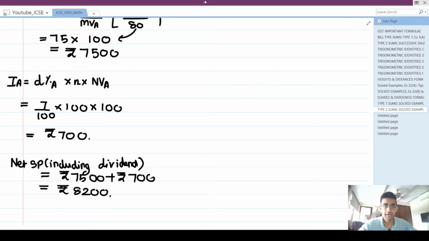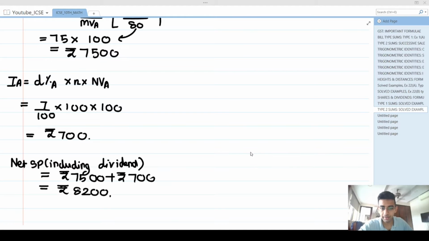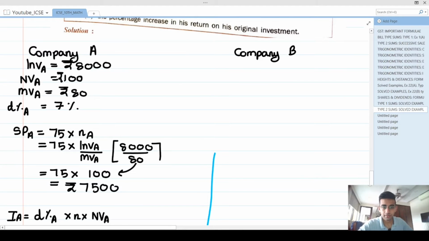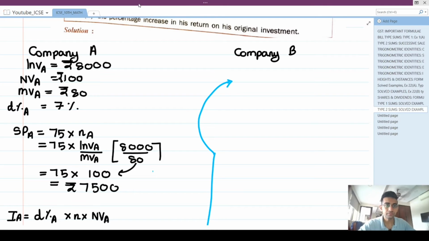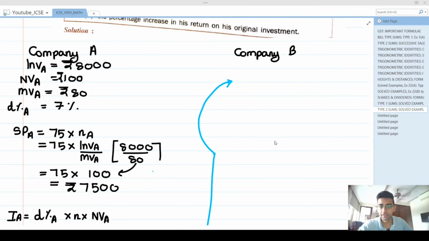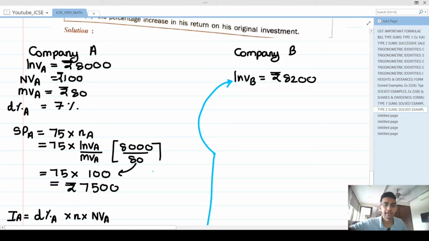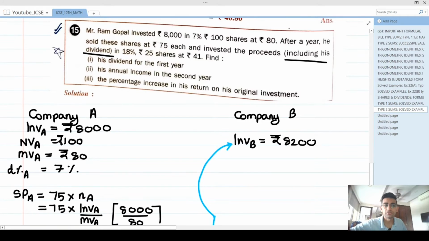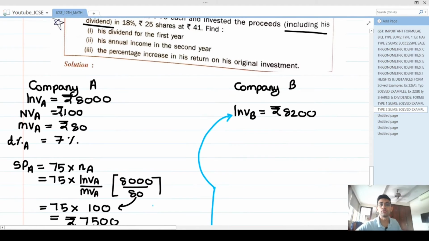Now, remember guys, this value, what he earned totally after selling his shares of company A, becomes his investment in company B. Alright, I hope you understood this. So investment of B becomes rupees 8,200. I hope I got the value right. Let's just check. Yes, investment of B becomes 8,200. So this is what it means to invest the proceeds including dividend.